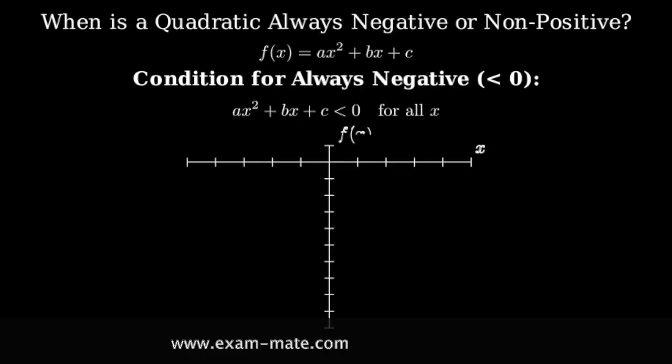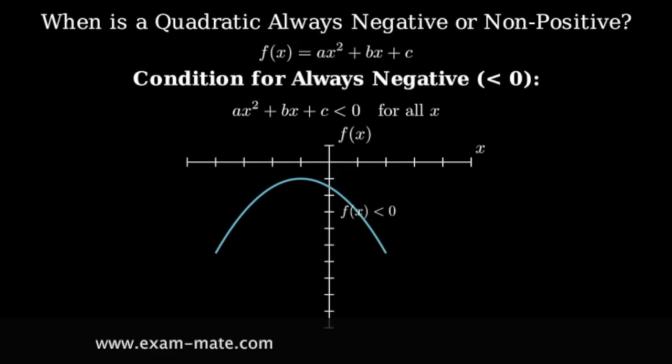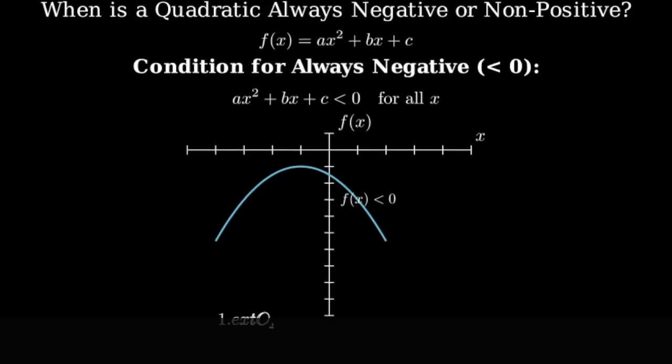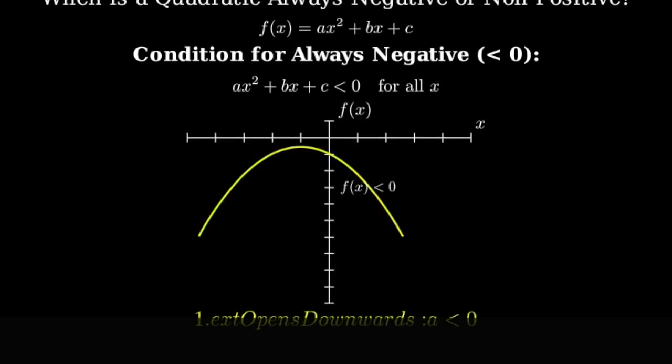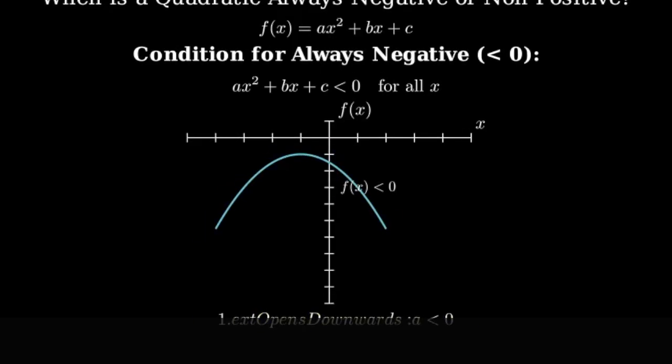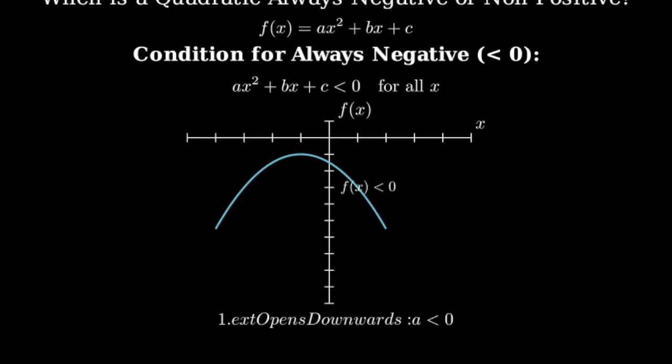Think about the graph of a quadratic, which is a parabola. For the function's value, the y value, to always be negative, the entire parabola must lie below the x-axis. What does this tell us about the parabola? Firstly, it must open downwards. If it opened upwards, it would eventually go towards positive infinity. A parabola opens downwards when the coefficient of x squared, a, is negative. So our first condition is a less than 0.